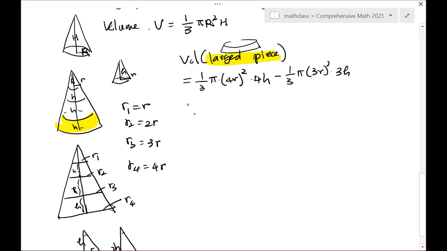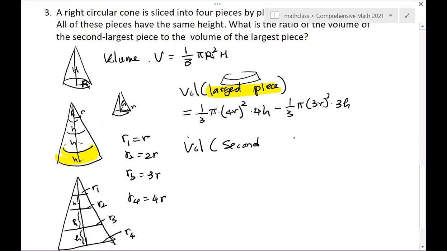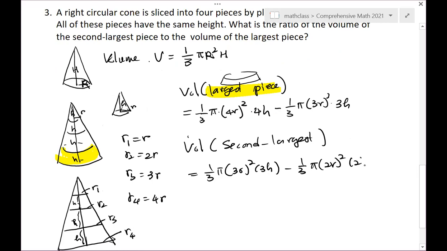Then you find the volume of the second, right? So what is called there? It's called the second largest. Second largest is the same idea. 1/3 pi the base 3r squared and 3h minus 1/3 pi, and that will be 2r squared and 2h. Okay, so that is the second largest. Okay, we're talking about second one.